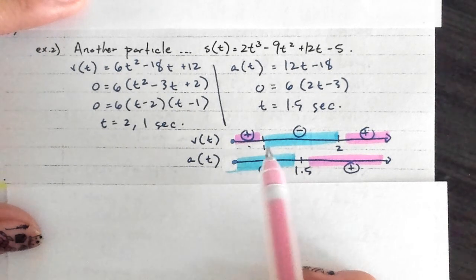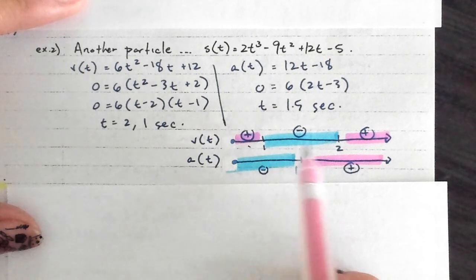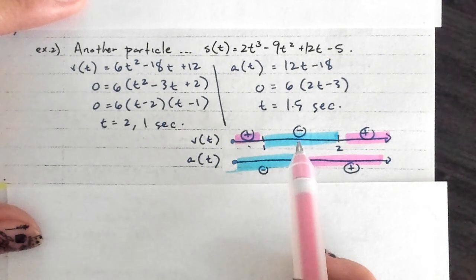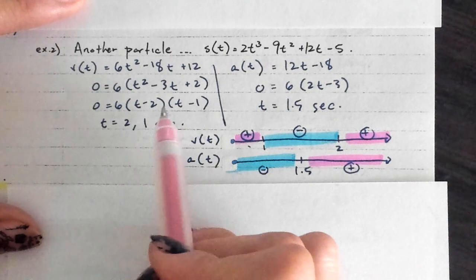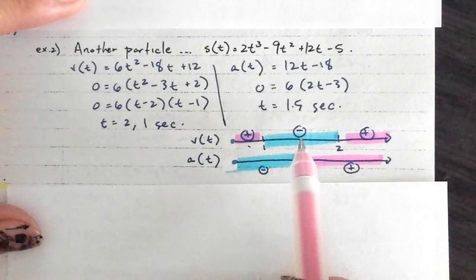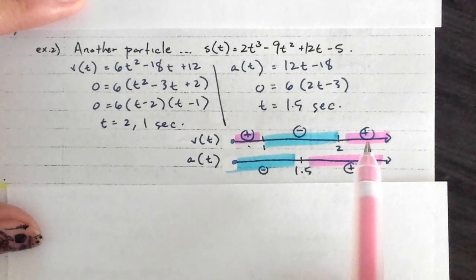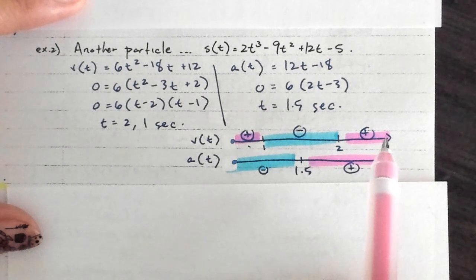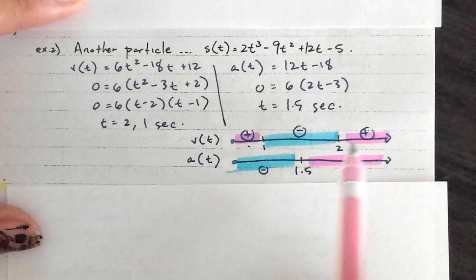I do the same thing for this little section between 1 and 2. So I plug in like 1.5. Plug in 1.5, that's a negative. Plug in 1.5, that's a positive. Negative times a positive is negative. I do the same thing over here on the right. So what I can do is plug in like a 10, right? Because 10 is bigger than 2.